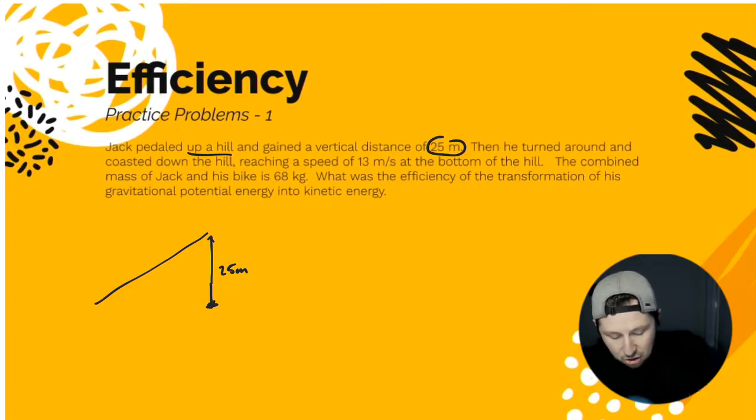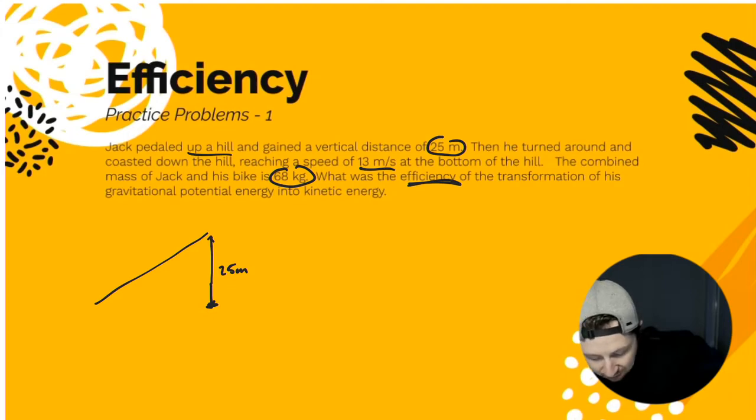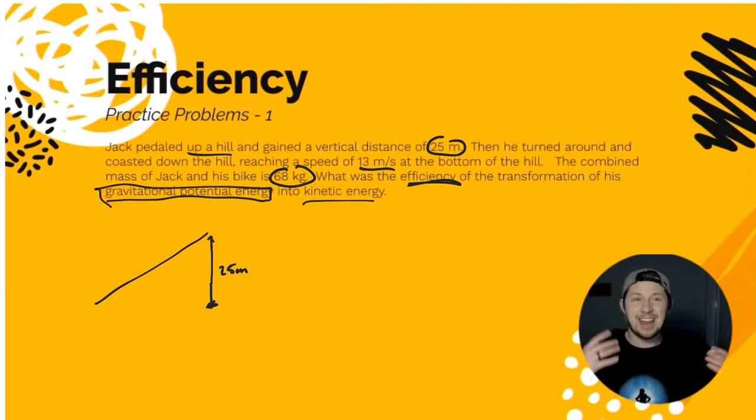Then he turned around and coasted down the hill, reaching a speed of 13 meters per second at the bottom of the hill. The combined mass of Jack and his bike is 68 kilograms. What was the efficiency of the transformation of his gravitational potential energy into kinetic energy?